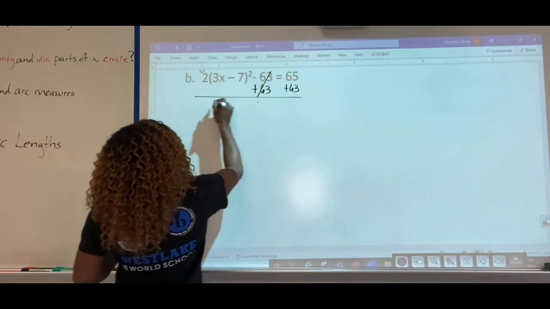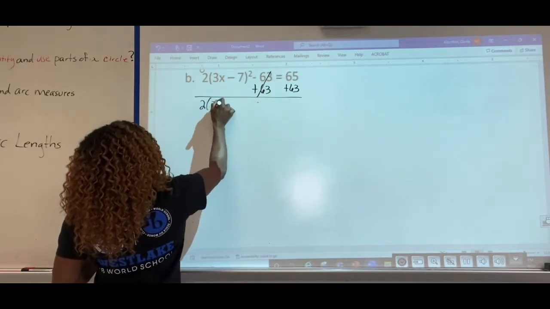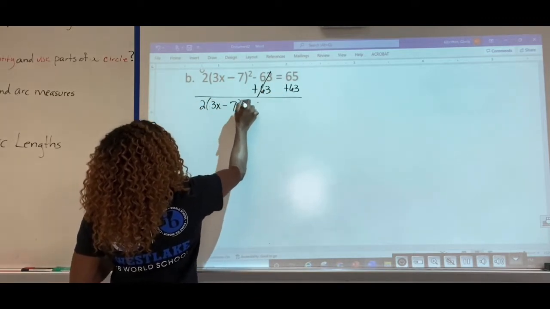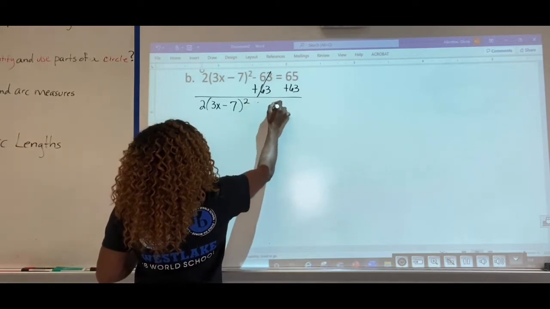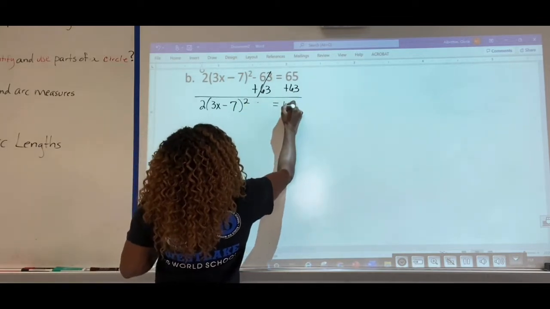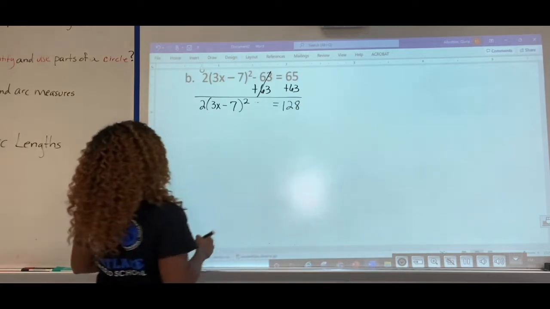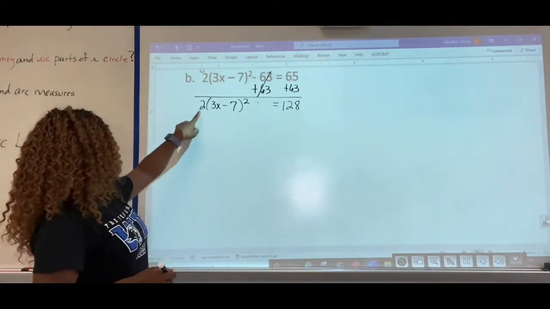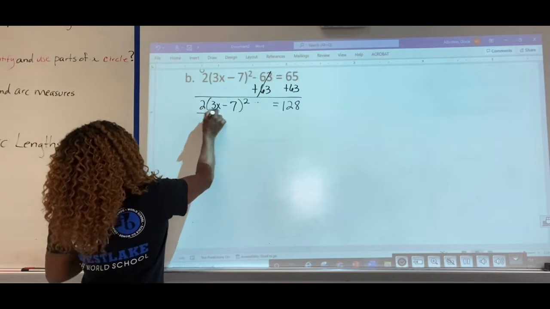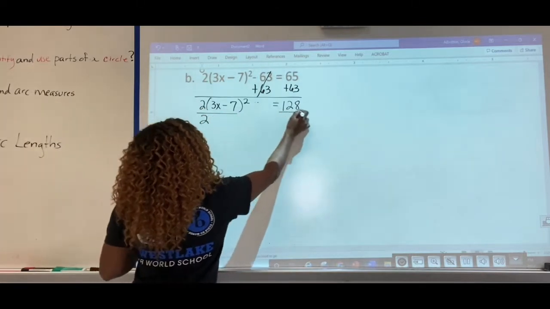This cancels to 0. I drop down everything that's still on the left-hand side. And then I combine these. That will give me 128. Next thing I want to do is eliminate the coefficient here. How can I do that? I can divide both sides by 2.